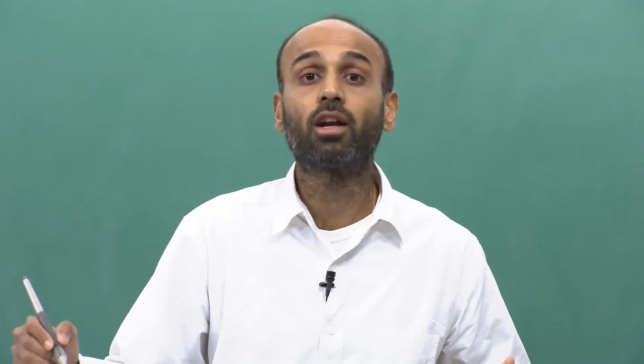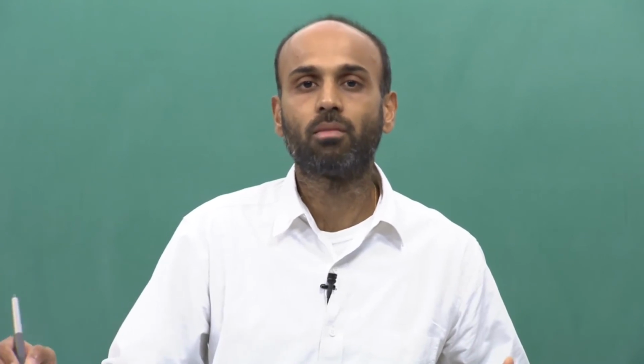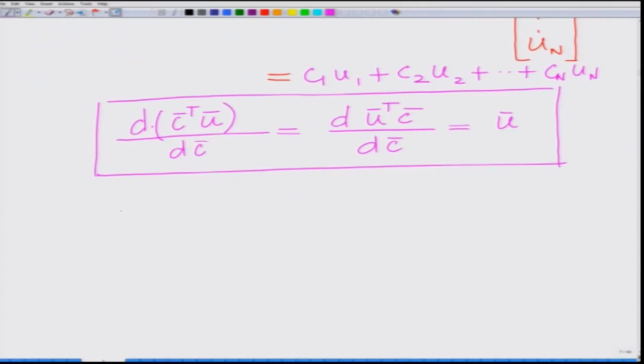Let us now look at a quadratic function of C bar, that is a function which involves squares of the components of this vector C bar, and that function is basically C bar transpose P C bar. This is known as a quadratic form, correct.